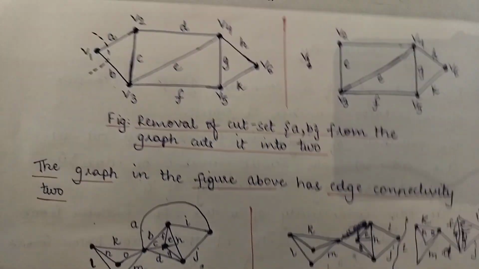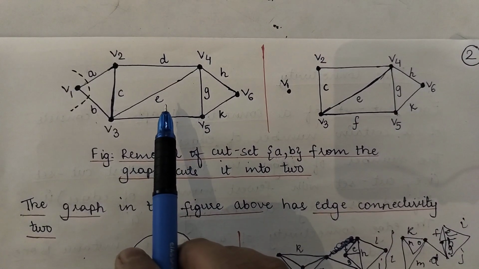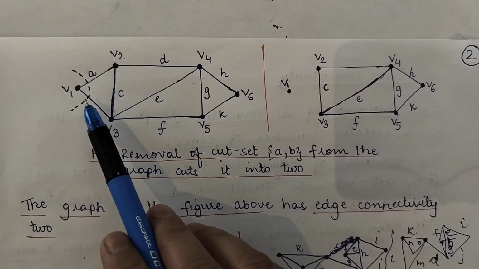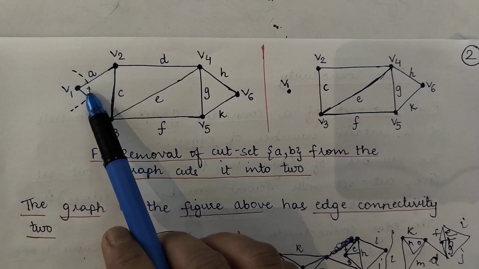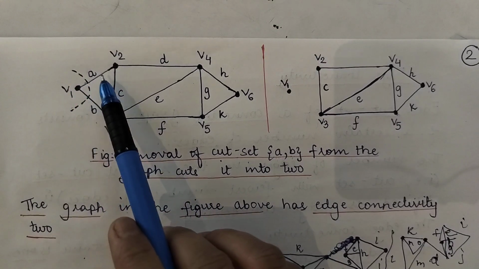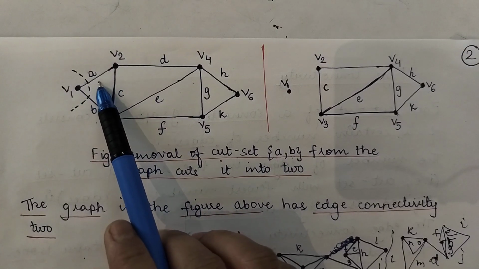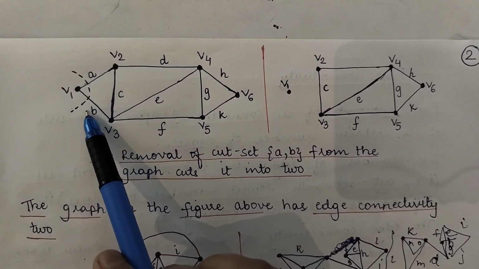If I look at another example, you can see this is also a connected graph which has several cut sets. Out of all the cut sets, we will consider only the smallest cut set. This cut set, as shown in the broken black lines, covers two edges, A and B. This is the cut set which has the smallest number of edges, so this is the smallest cut set.